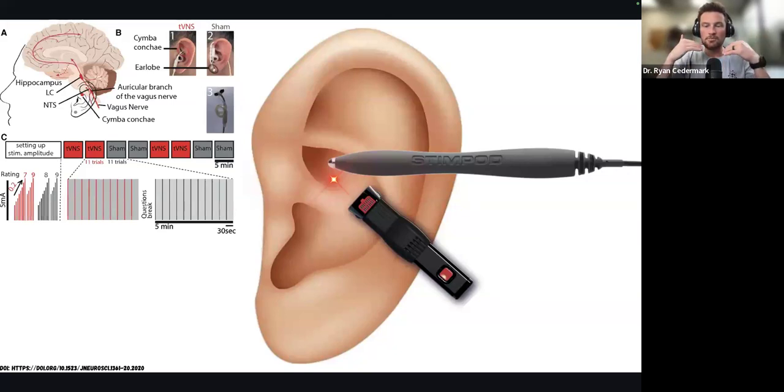So it goes into the brainstem, and then it starts to stimulate the projections of the vagus nerve that go into the brain, and then the projections that also go to the rest of the body, because it's a huge wandering nerve. In the clinic, I typically couple it with photobiomodulation therapy.